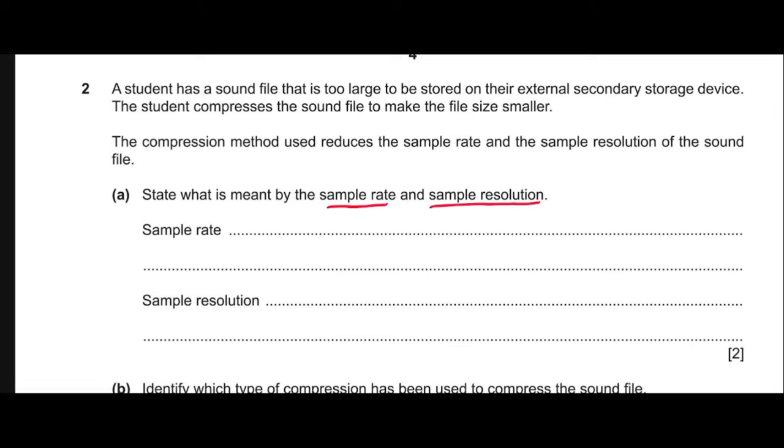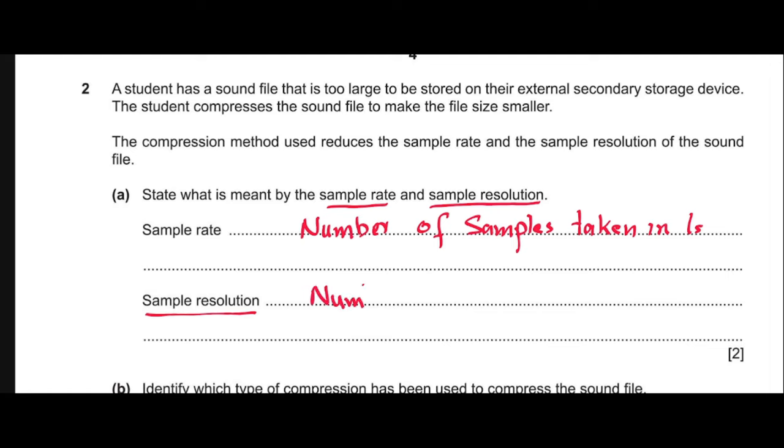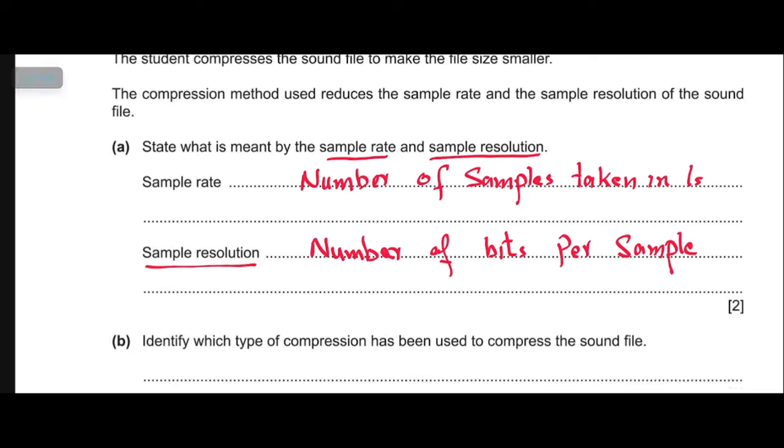Okay, so number of samples taken in 1 second. What is the sample resolution? So sample resolution is the number of bits per sample. So simply, number of bits per sample. Okay, that's it. Let's move to the next question.